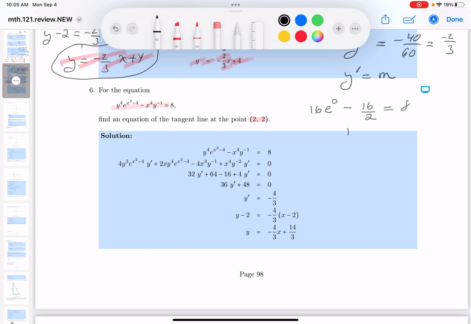E to the 0 is 1. You get 16. 16 divided by 2 is 8. And 16 minus 8 is, of course, 8. So it is 8. So I feel good about that. I'm going to erase this over here now. And I'm going to write down the tangent line.